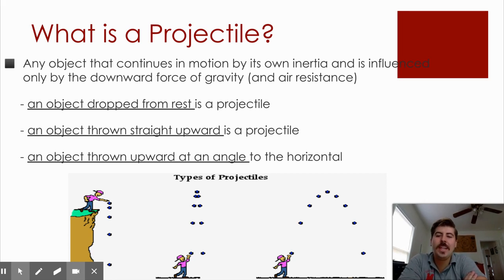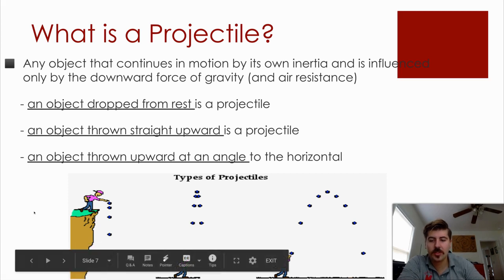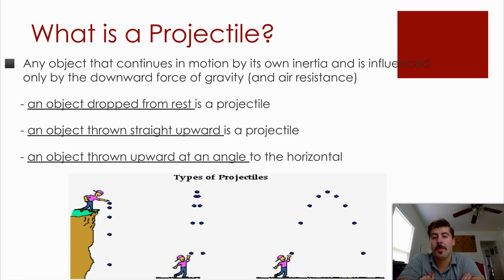A projectile is any object that continues in motion by its own inertia and is influenced only by the downward force of gravity and air resistance, but we're not going to worry about that for our purposes. So I've got a couple examples here of projectiles. An object dropped from rest is a projectile. In this picture down here, this guy dropping this ball would be considered a projectile. The next one, an object thrown straight upwards, also a projectile.